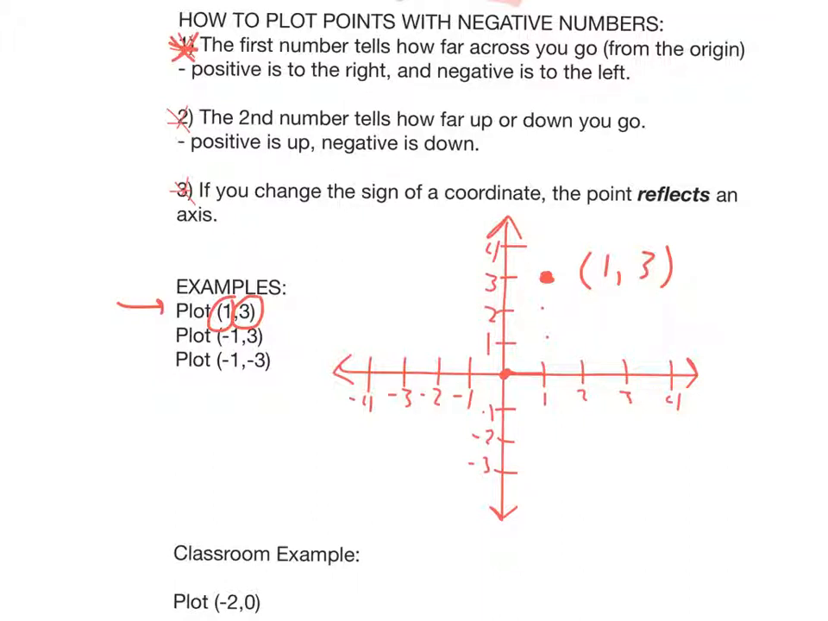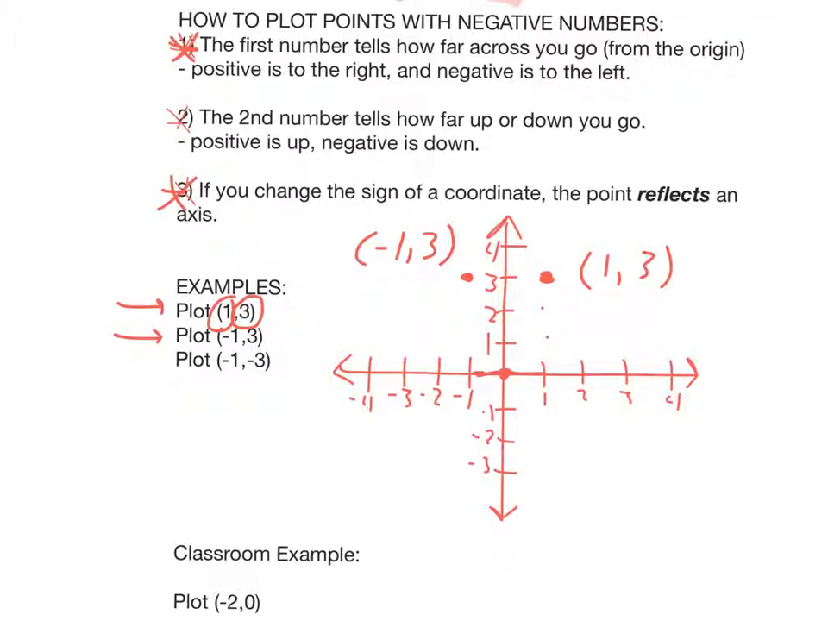Okay, now I'm going to plot this second point. I'm going to go to negative 1, 3. So I'm going to start at the origin again. Negative means move to the left. Remember, the first number means how far you go across. So I'm going to go across 1 to the left, and then the second number means up 3. So that point is negative 1, 3.